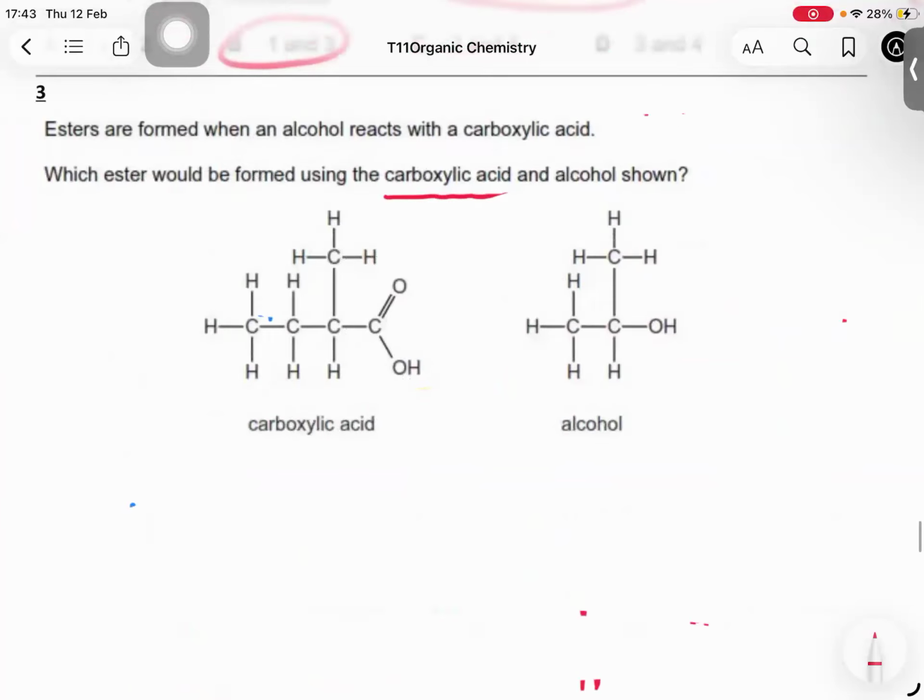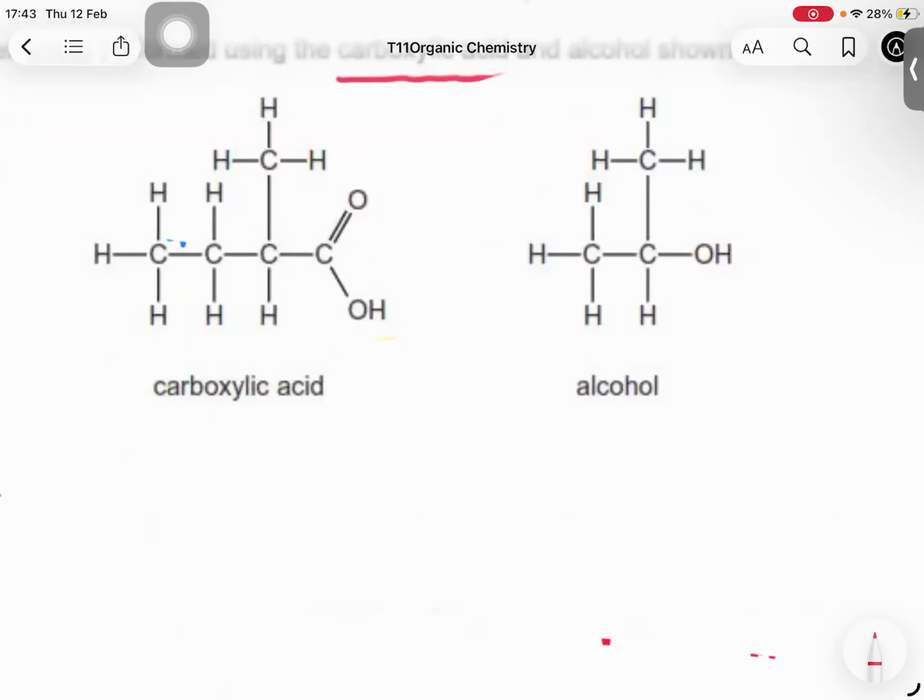Okay, esters are formed when alcohol reacts with carboxylic acid. Which ester would be formed using the carboxylic acid and alcohol shown here?